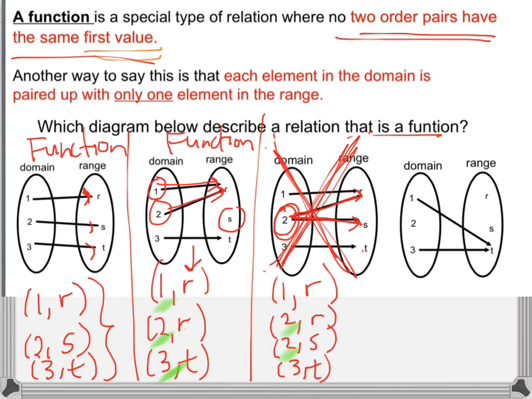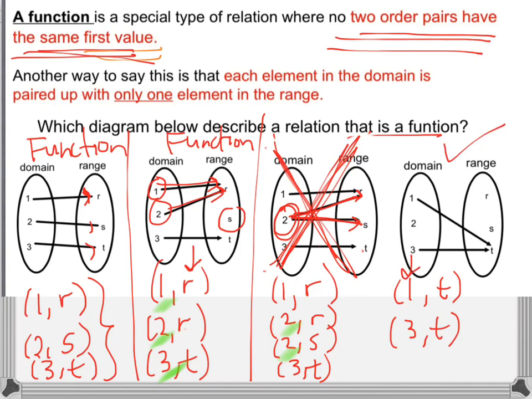Okay, let's check out this domain and range here. Here, 1 gets sent to T, and 3 gets sent to T. So 2 was not used in the domain, and R and S were not used in the range. But our definition of function is still okay, because neither 1 nor 3 are the same. So there's no ordered pair in this relation that has the same first value. So this is a function. So 3 of them are functions and 1 of them is not a function.